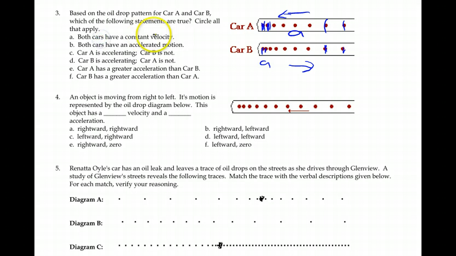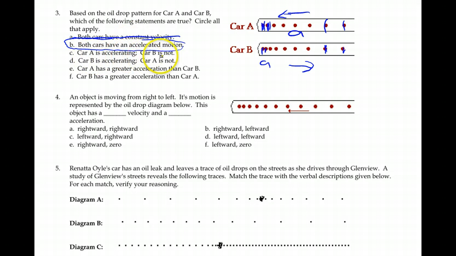Okay, so both cars have constant velocity. Well, by definition, if they are accelerating, and since acceleration is the rate of change of velocity, you can't have both. And we know they have acceleration. Both cars have an accelerated motion. Yes, we can say that. They are either getting faster or slower.